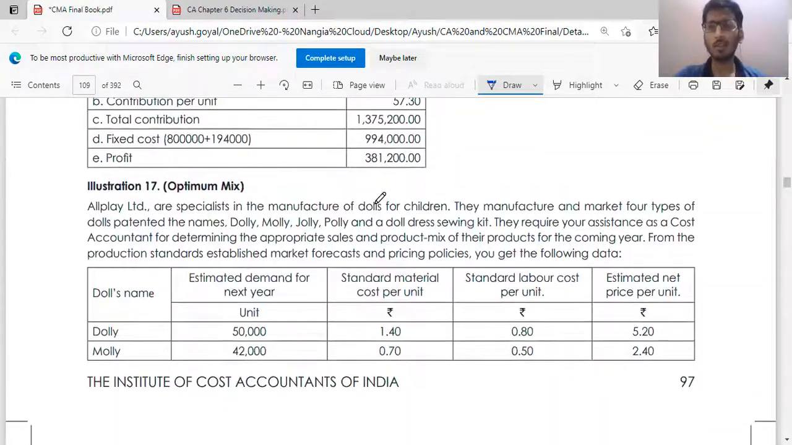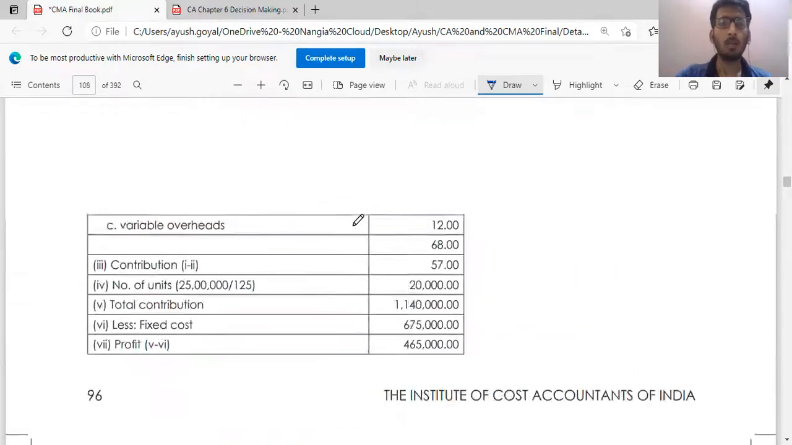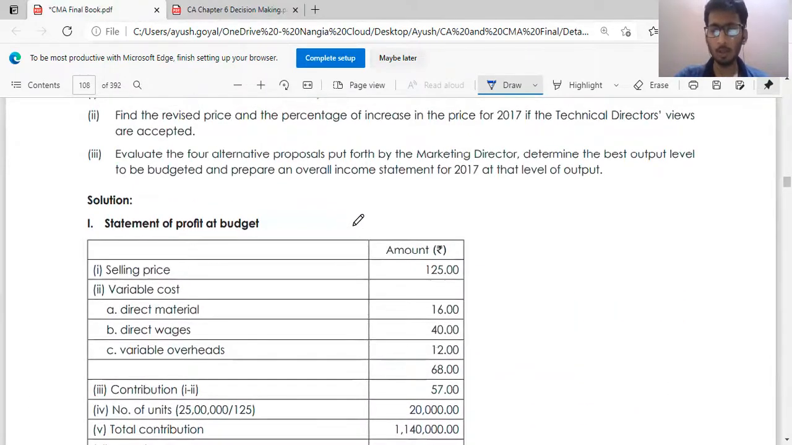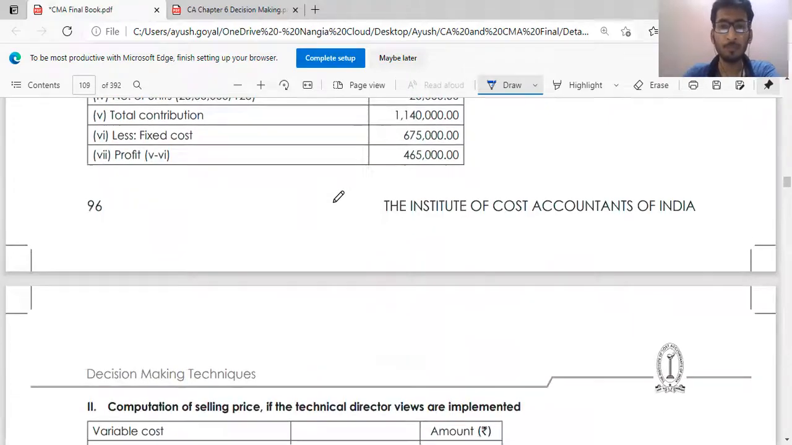So rather than discussing it over here, I'll share a plan with you in the next lecture so that you guys will have an idea of what questions we are going to do further in the class and what questions would be your homework. I'll share a complete plan so that you can have an idea of what more questions we are going to do related to decision making from CA final as well as CMA final material, so that this topic could be covered in whole.